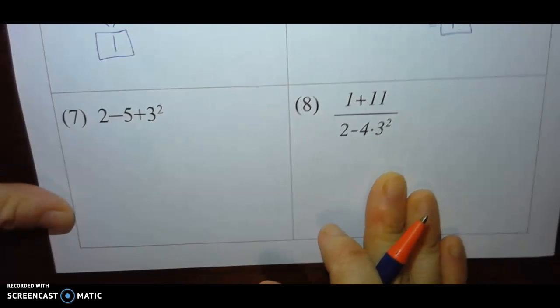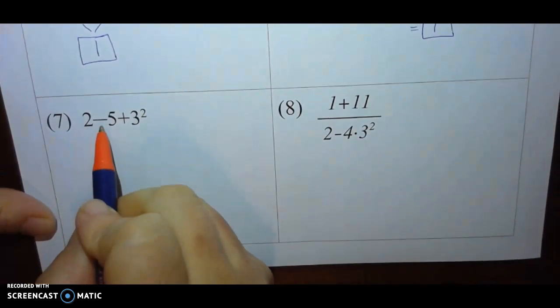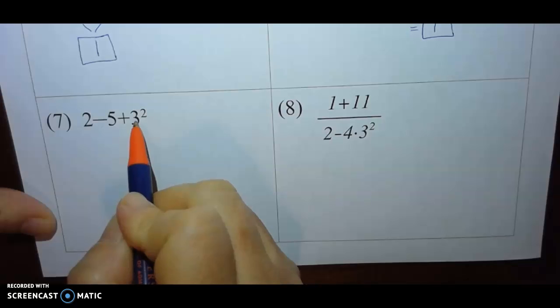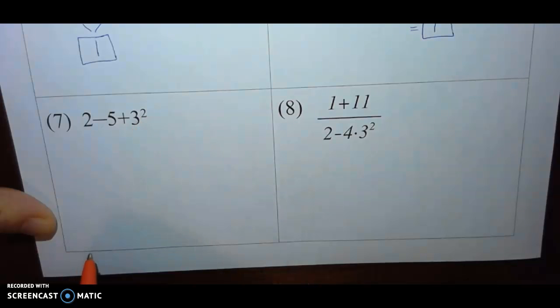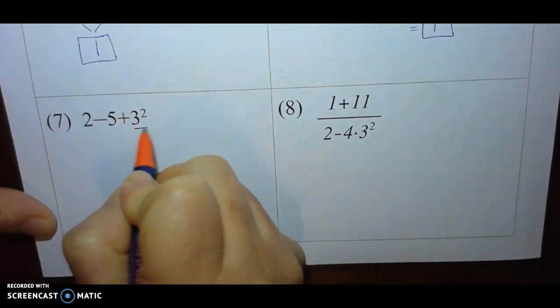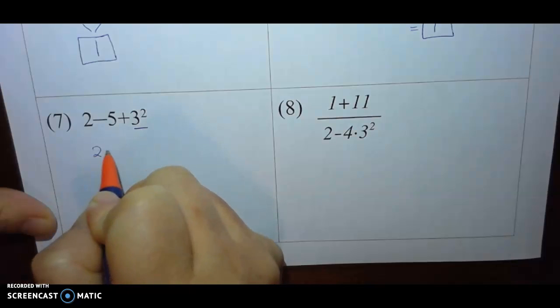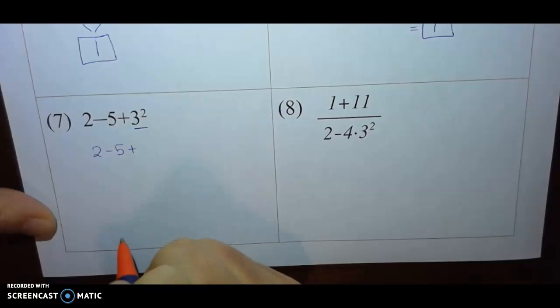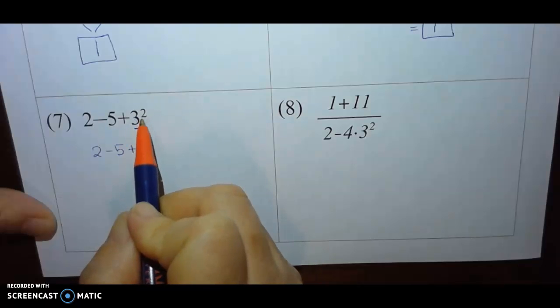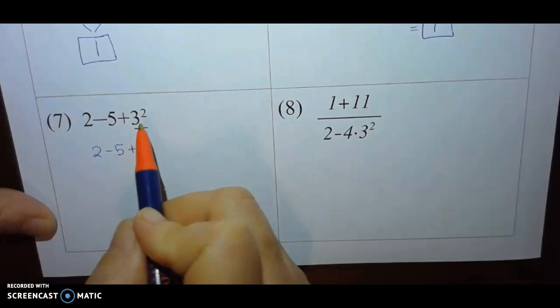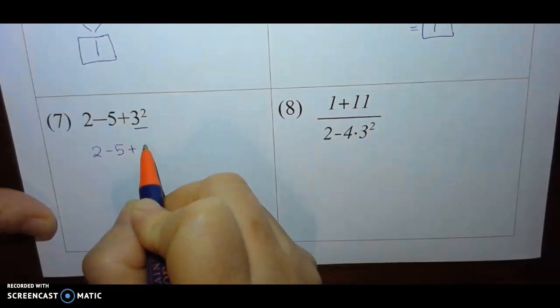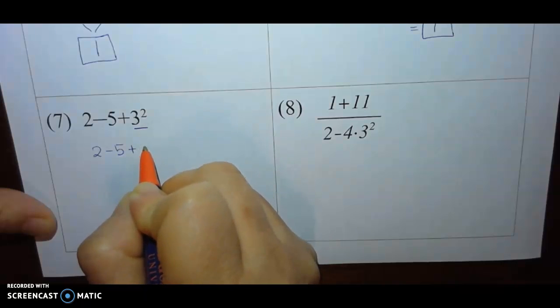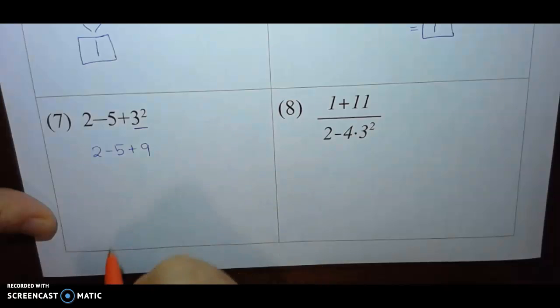Number 7. Okay, so you have 2 minus 5 plus 3 squared. Which is the highest order? It's the exponent. That means we need to do 2 minus 5 plus, what's 3 squared? Is it 6? No, because 3 squared means 3 multiplied by itself twice. That's just 3 times 3. So that's just going to be 9.